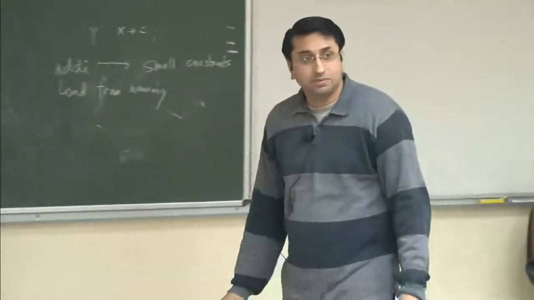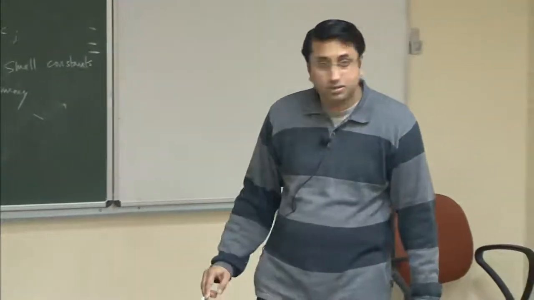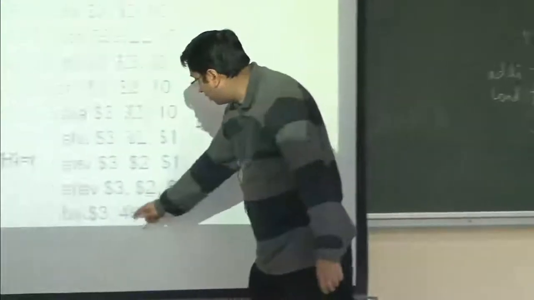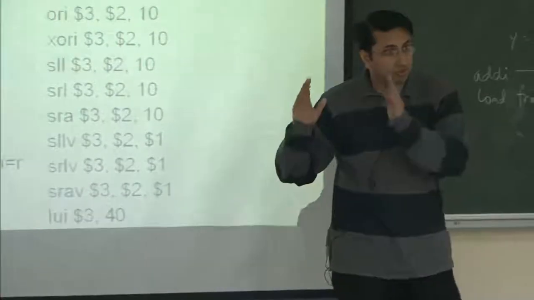Alright, is it clear everybody? So the size of the immediate for LUI could be more than the other instructions, or no? This constant will go into the immediate field. Those same 16 bits.